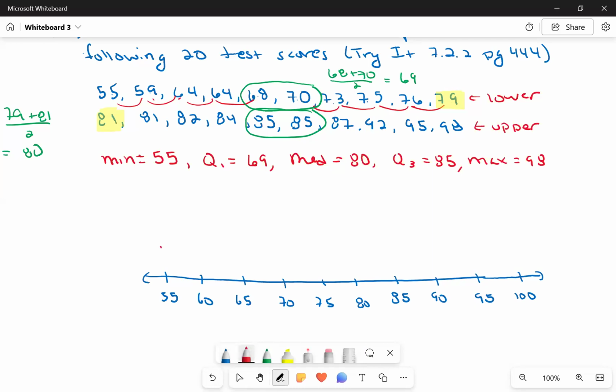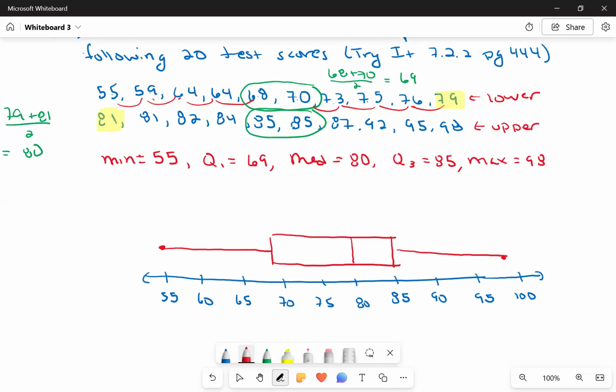So 55 is going to go right here. 98 is more towards the center here. 69 is going to be just a little bit less than that. 70, 80 is going to line up nicely above there. And then 85 will line up nicely there. Okay, so here we go.